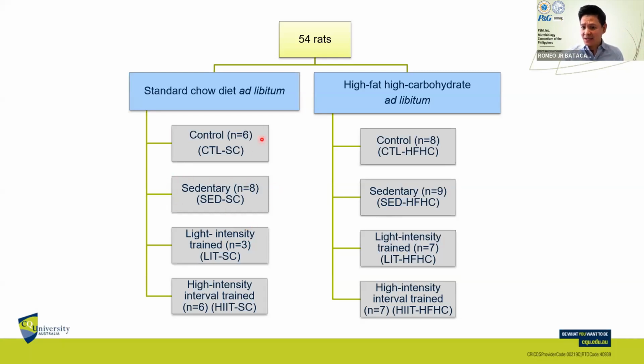Sedentary rats were not exercised and were housed in small cages to limit physical activity. Light-intensity trained rats were trained at 8 meters per minute for 125 minutes divided into 4 bouts separated by 2 hours of rest between bouts, and this was performed 5 days a week. HIIT-trained rats performed 4 2.5-minute work bouts at 50 meters per minute with 10% incline, each separated by a 3-minute rest period, again 5 days a week.